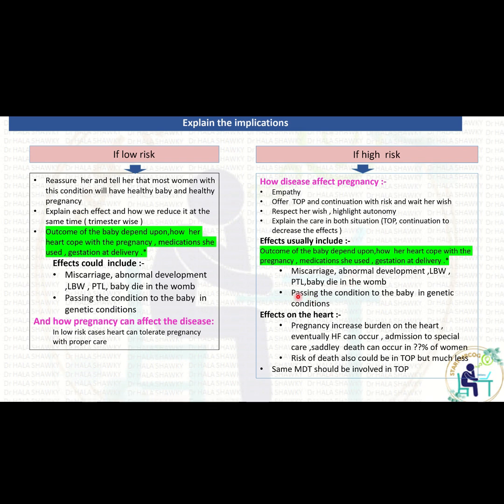And these are the same usual complications, but of course the incidence is much higher. So the risk of death should be included. And if you didn't mention it, it could be heart failure. So make it a logical sequence. Pregnancy: your heart is already at risk, and pregnancy will increase the burden on your heart. Eventually heart failure can happen, so your heart will not be pumping well and will fail to do its function, and you need to be admitted to the hospital.